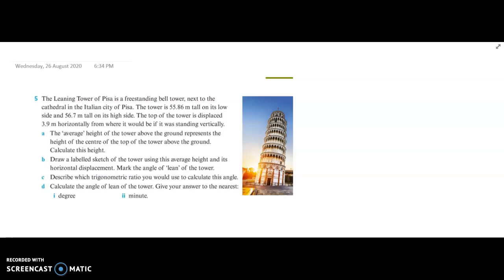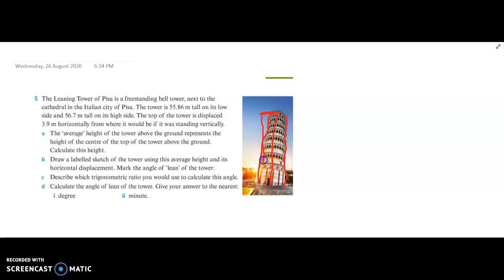Okay, clearly what they want to find out is by what angle it leans. It goes on a bit about this side being a certain distance, so that's a certain height there, and this side has a certain height. They use those two heights, and they want you to work out the average height. Then they say that the horizontal shift is a certain distance.